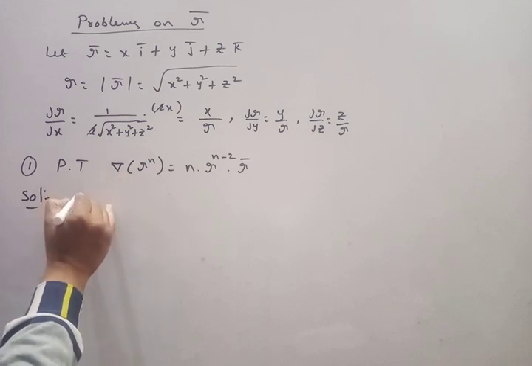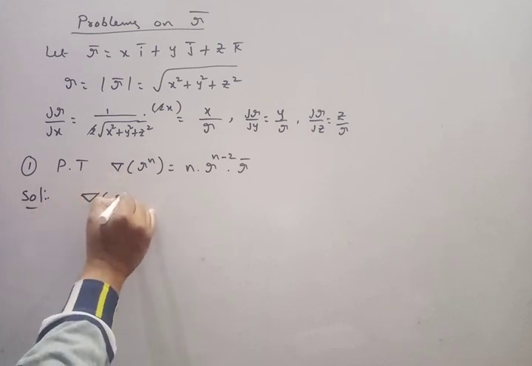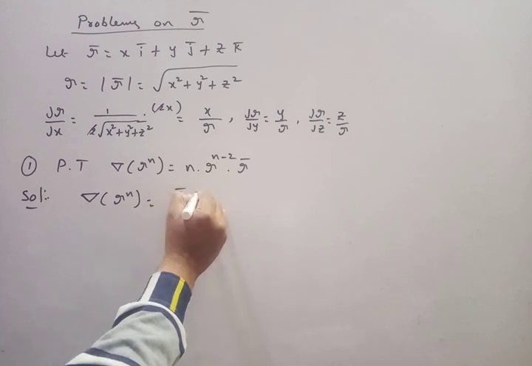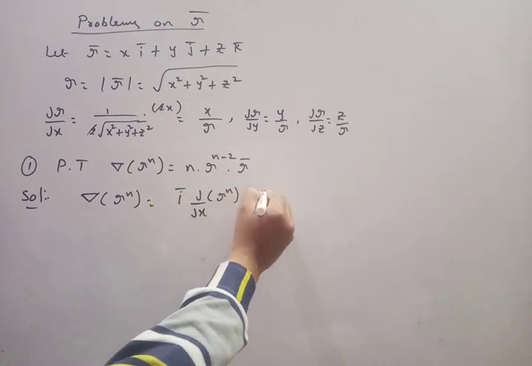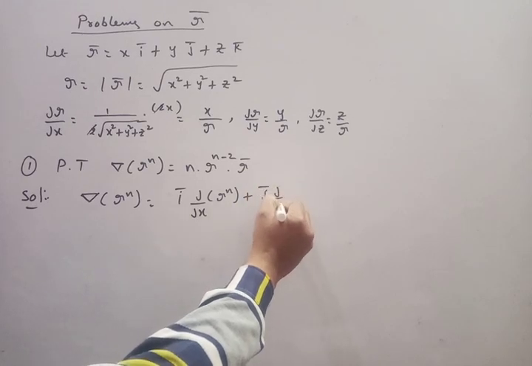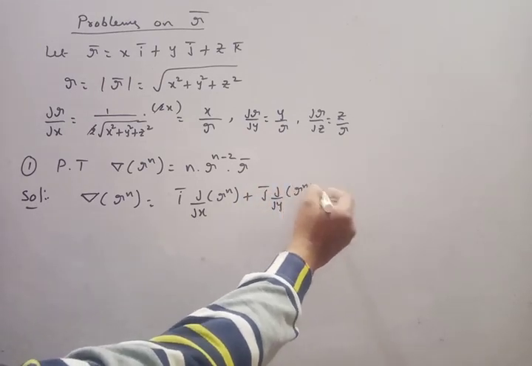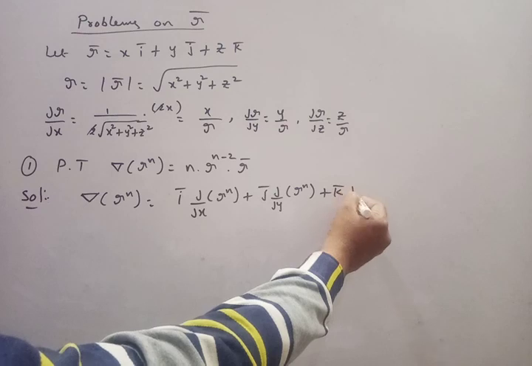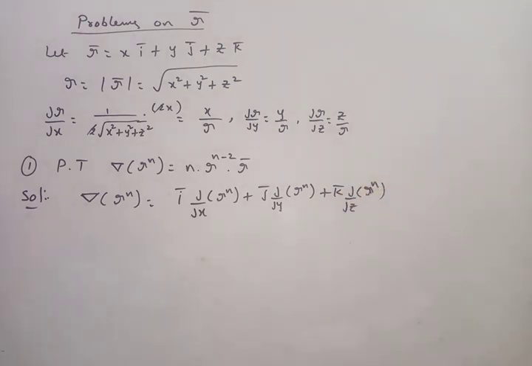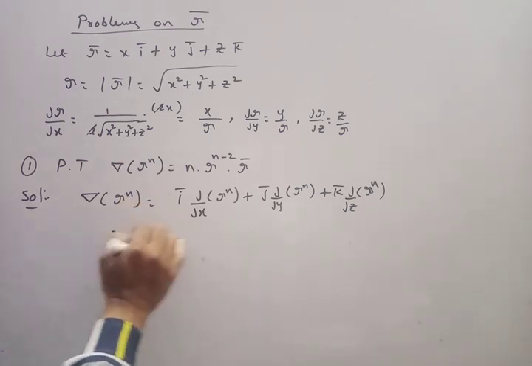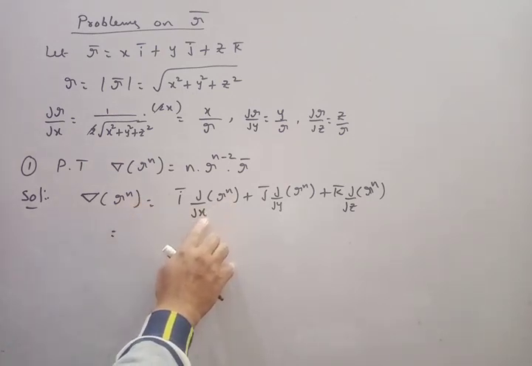Then what is he asking here? Del of r power n. That means del of r power n is nothing but, del is what? I bar dou by dou x of r power n plus j bar dou by dou y of r power n plus k bar dou by dou z of r power n. Correct? So this is the del of r power n value. So what do we have to do now? We have to differentiate r power n with respect to x.